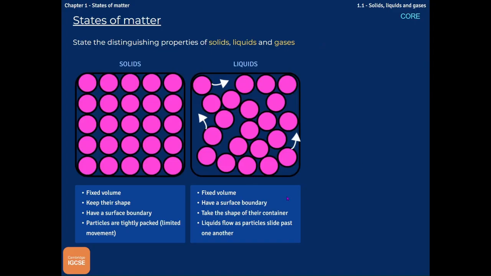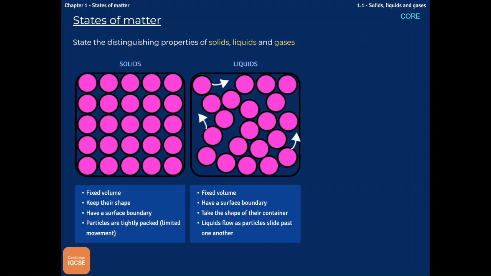Liquids. So the distinguishing properties of liquids, they also have a fixed volume, right? They take up a fixed amount of space. That's why you can measure them in a measuring cup, right? You pour 2 liters of water from one cup into a different cup, it is still 2 liters, even if the shape of the cup is different.